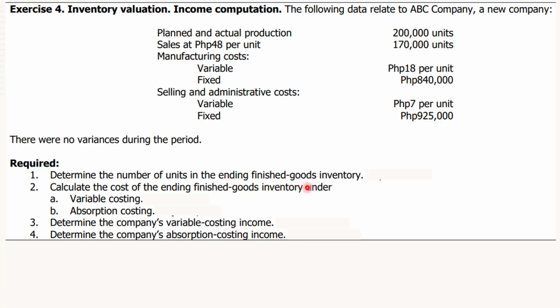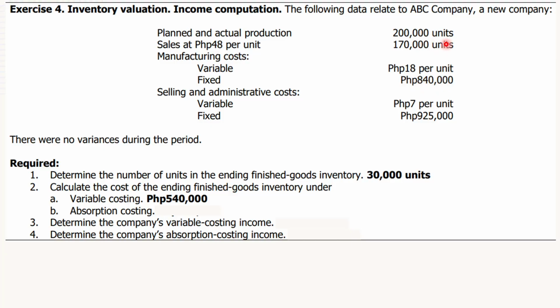The answer would be 30,000 units, calculated as 200,000 production, no beginning inventory, minus 170,000 in sales, that's 30,000. The 30,000 units under variable costing would be valued only at 18 pesos. Variable manufacturing cost is at 18. So 18 times 30,000 is 540,000 pesos.